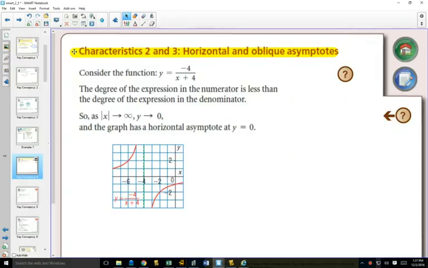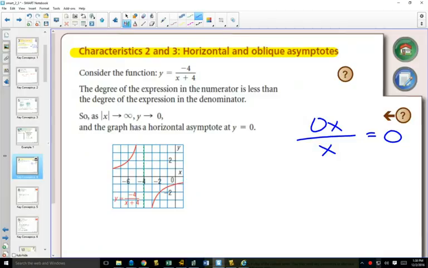So in this case, what is the highest degree in -4 over x plus 4? It's the 1, it's the x. If you look at your x's then, well, on the bottom I have 1x. How many x's do I have on the top? 0. Does this fraction simplify? Yes, it simplifies to 0. So this one will have a horizontal asymptote at 0.